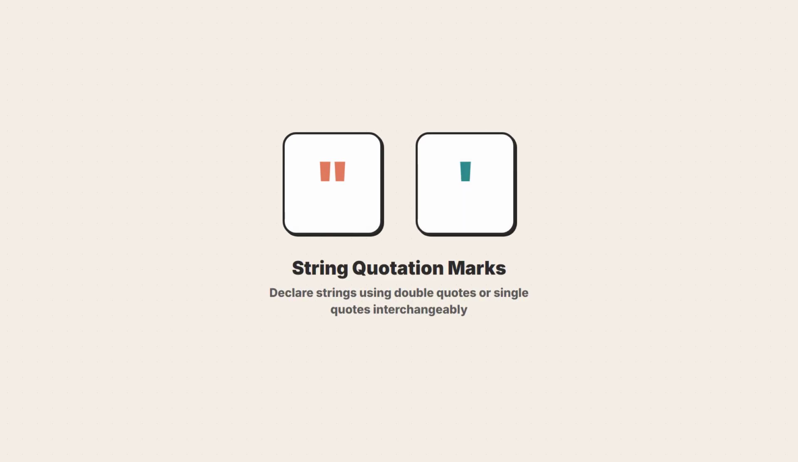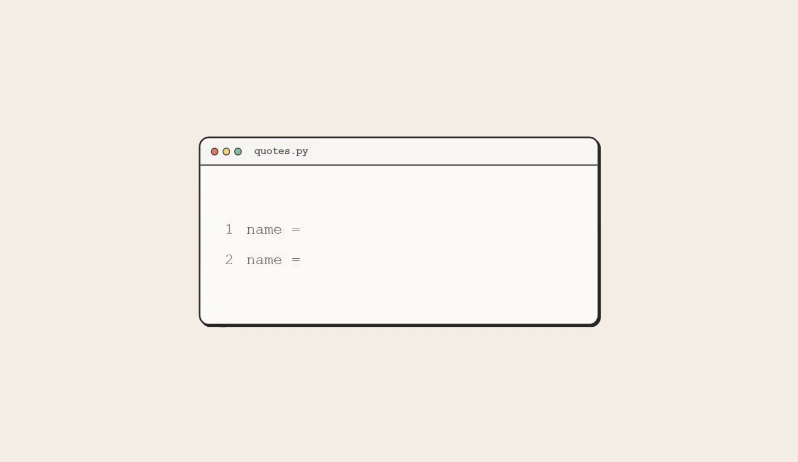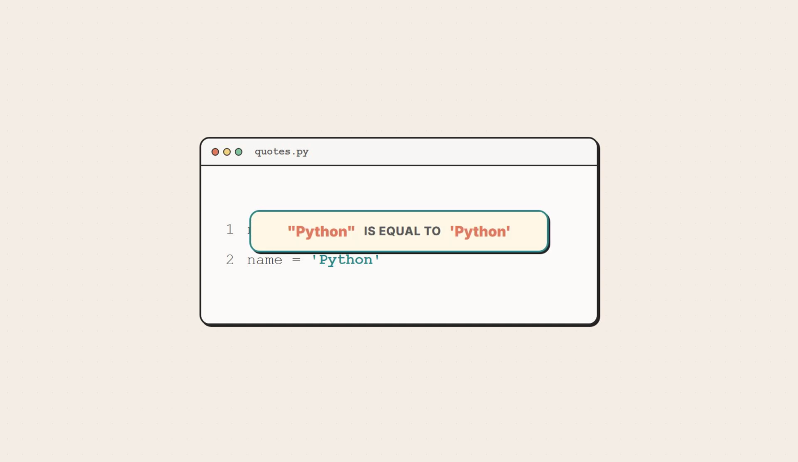Second, let's look at quotes. In Python, you can define a string using double quotes or single quotes. Let's write name equals "Python". Name equals 'Python'. Both definitions are exactly the same.